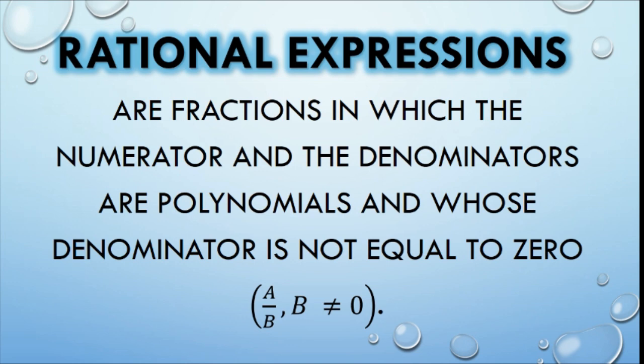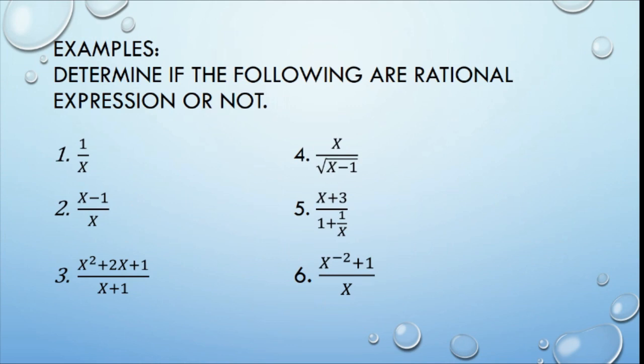Now, here are some examples of rational expressions. So let's try to answer these. Determine if the following are rational expression or not. Let's have number 1. 1 is 1 over x, so obviously this is a rational expression. Number 2, x minus 1 over x. Again, this is an example of rational expression. Number 3, x squared plus 2x plus 1 all over x plus 1. Again, this is a rational expression.